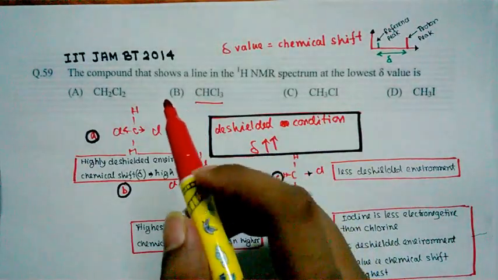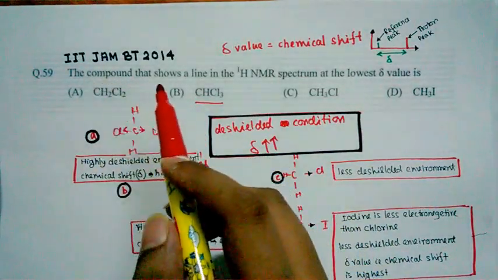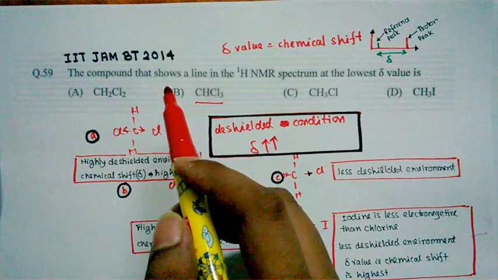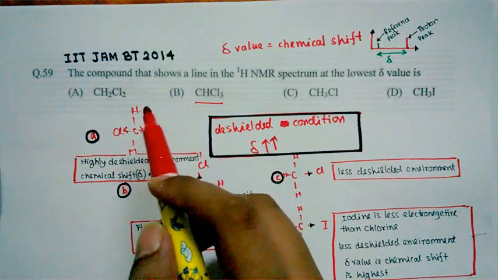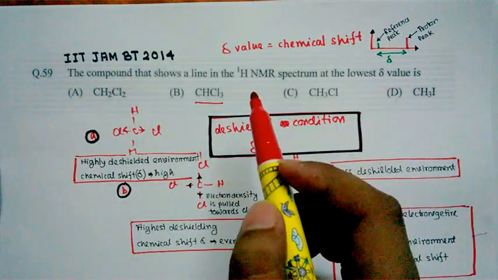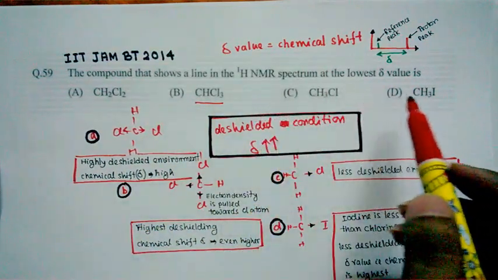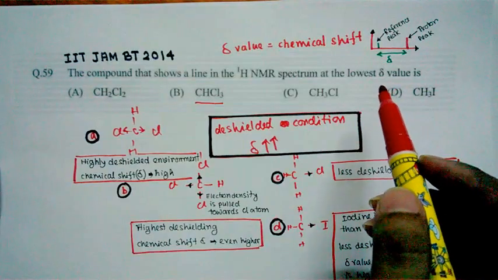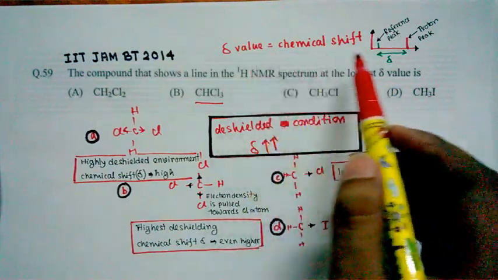In this video, I'm going to discuss another question from IIT JAM BT 2014, and this question is on NMR. It says there are four compounds given here as A, B, C, D, and we have to find which one of these compounds has the lowest delta value. And delta value means simply chemical shift.